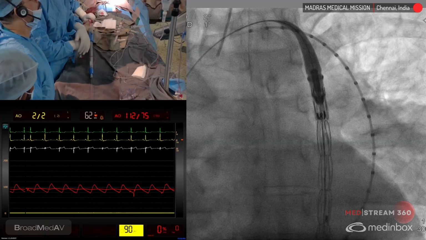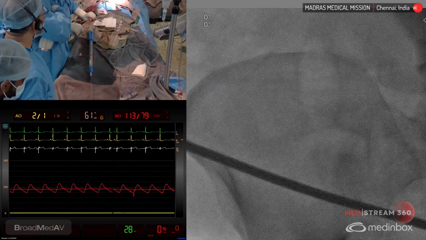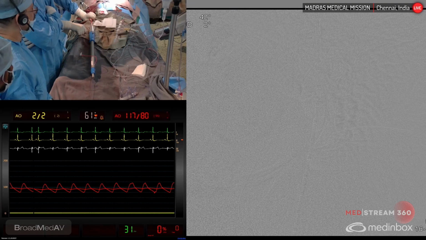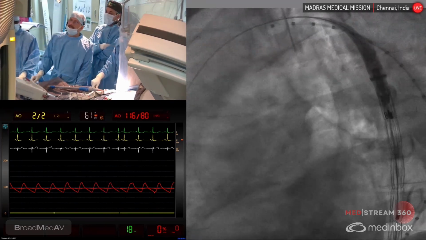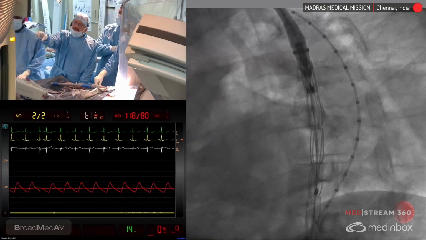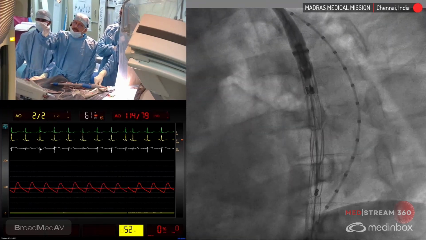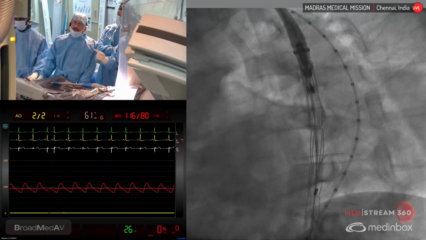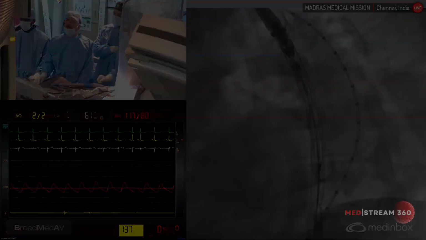So now, shall we take an injection and see where we are? Or I think it should be okay. We will come to the LAO, but the position looks okay. So now we're going to repeat a shot. Roughly what we have seen is the figure of 8, which is where the covered stent starts. That should be at the junction of the arch and the descending aorta. So then we would be in the exact place. Should I go a little up? Maybe a little up.